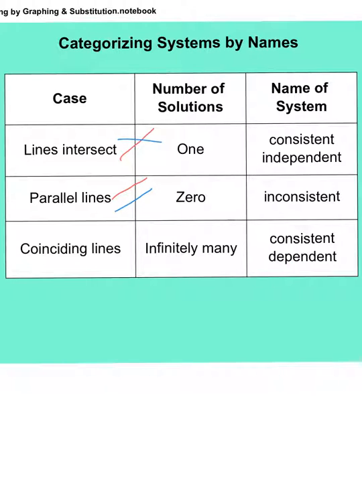Coinciding lines, remember, are the same line intersecting itself. Whoops, I did a terrible job intersecting it. Let's try that again. One more time. There we go, that's much better. All right, so coinciding lines have infinitely many solutions. Because they have a solution, they're considered consistent, but because they have more than one solution, they are dependent.